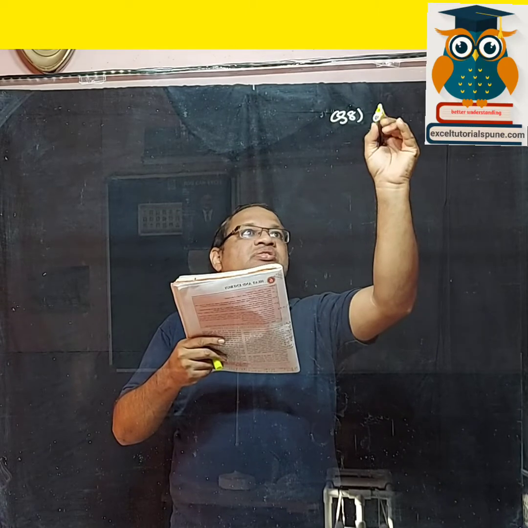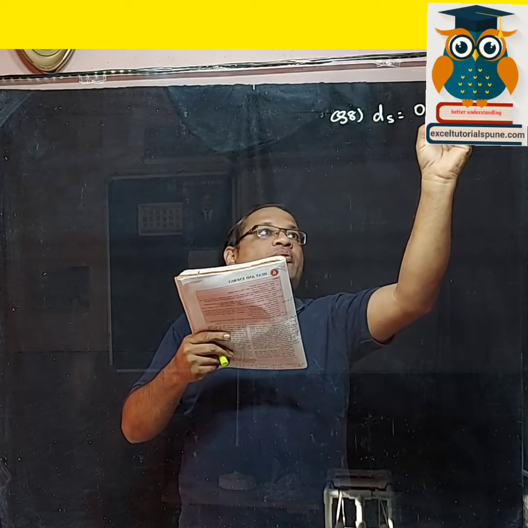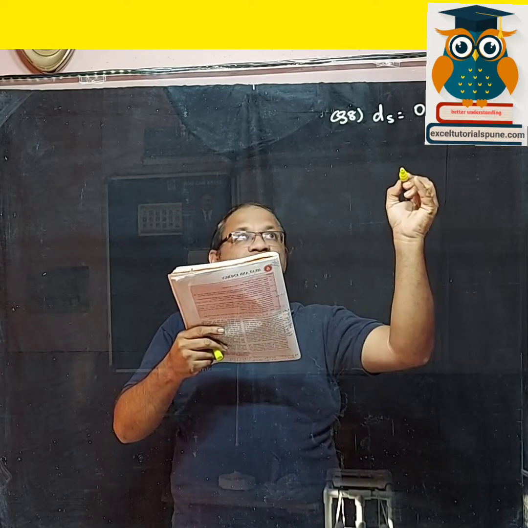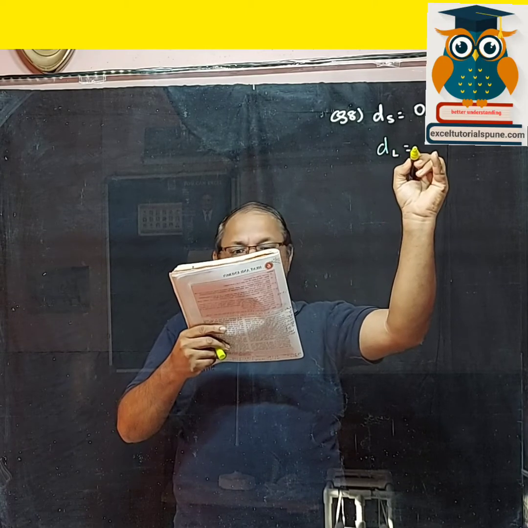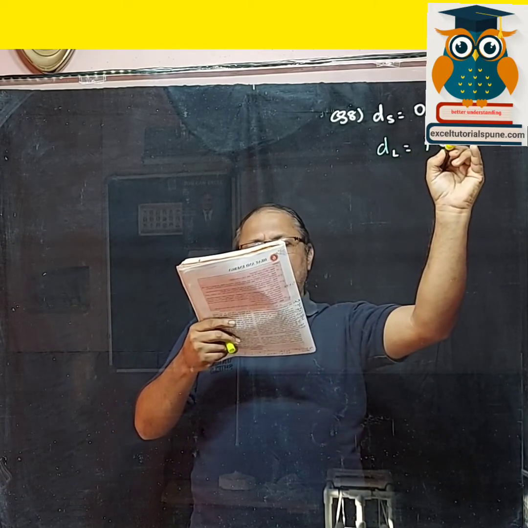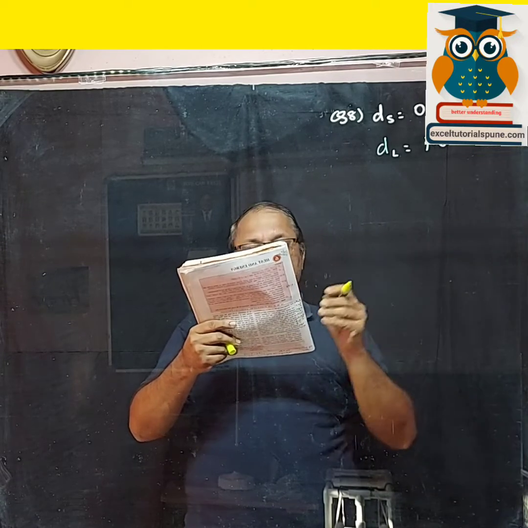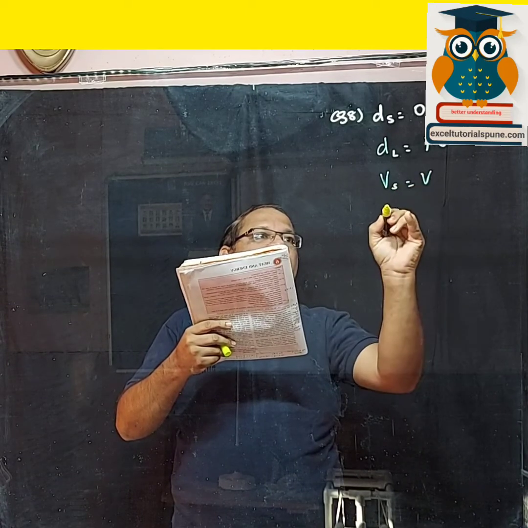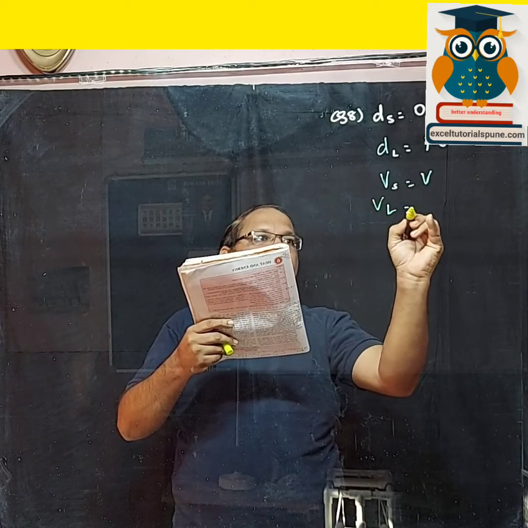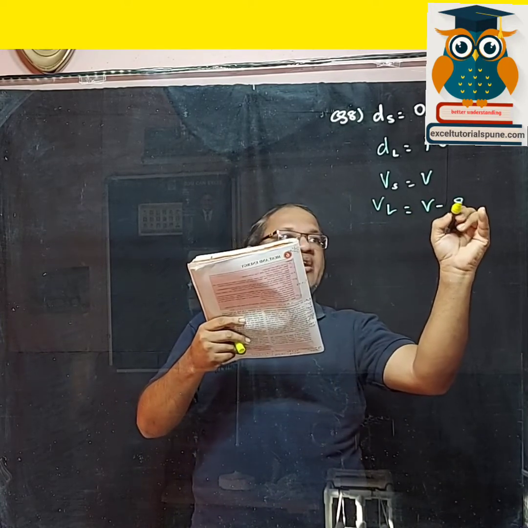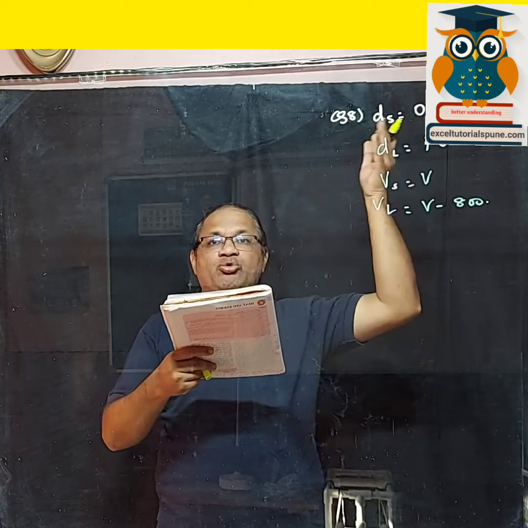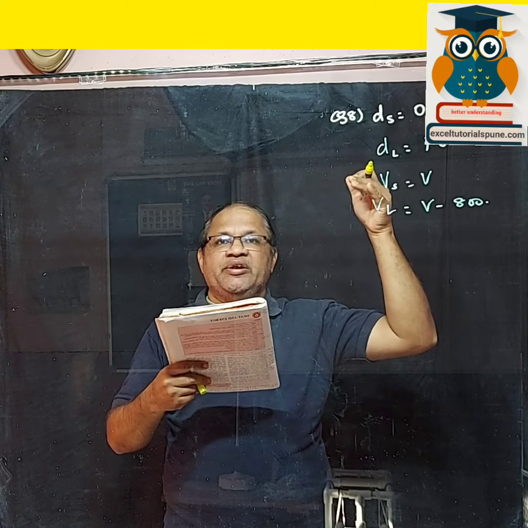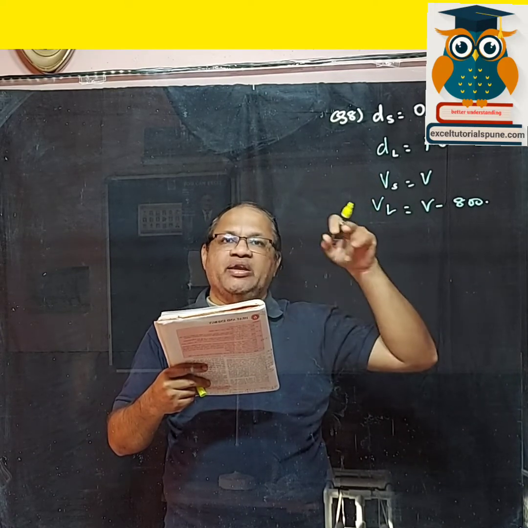So density of ice is 0.92 gram per centimeter cube. Then they have said density of liquid, that is sea water, 1.025 gram per centimeter cube. Then we'll take volume of solid as V and volume of solid in liquid as V minus 800, because 800 is above the liquid. Okay, the volume of the solid above the liquid is 800. So below the liquid will be total V minus 800.